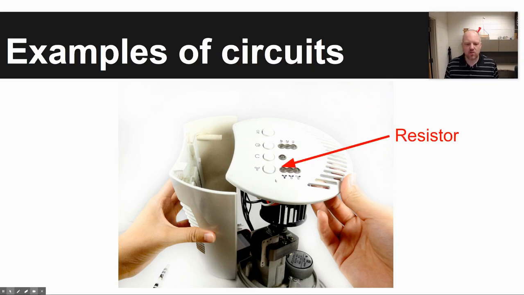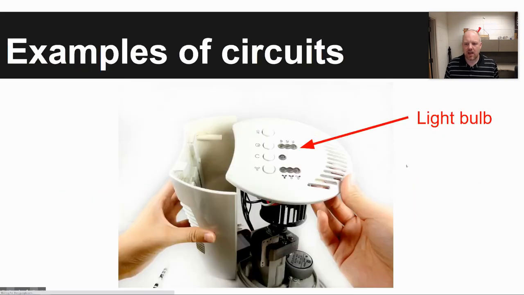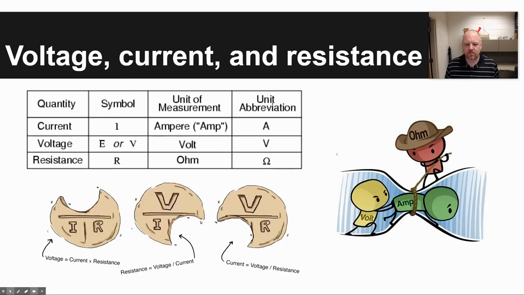Resistor: if you are changing the speed setting on your fan, what you're doing is changing the resistance, changing how much electricity can flow through a given area. Light bulb would be lighting up these different components. So if you have little LEDs here, that is a light bulb that you'd find in these fans.